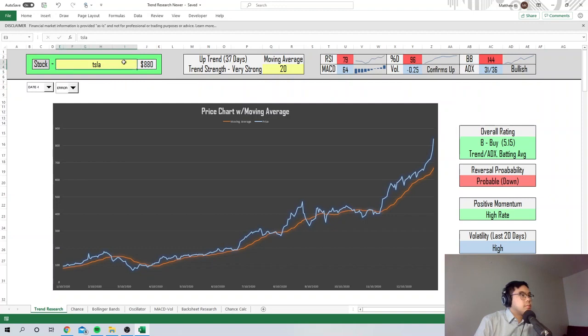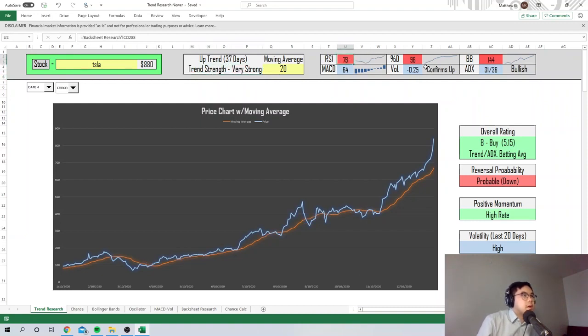So basically you can plug in two things. You have Tesla, which I plugged in here, and the moving average. That's all you can control, and the rest does it for you. So if you put Tesla, it's at 880. That's what that says. It's been in an uptrend for 37 days, according to the moving average. You can change the moving average to like 30, and then it didn't change much, but because it's so above the line. So if you change the moving average, it will change it. The trend strength is very strong.